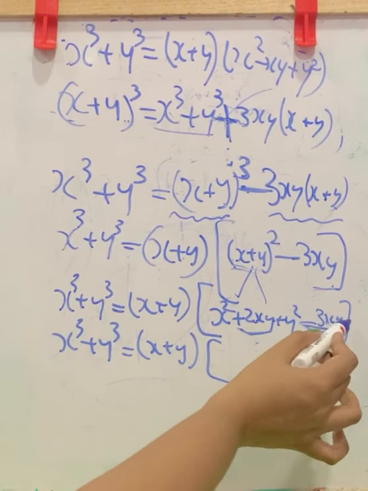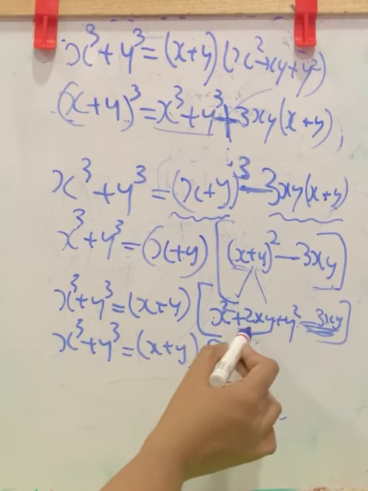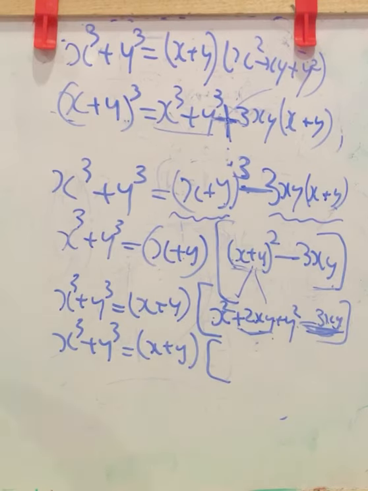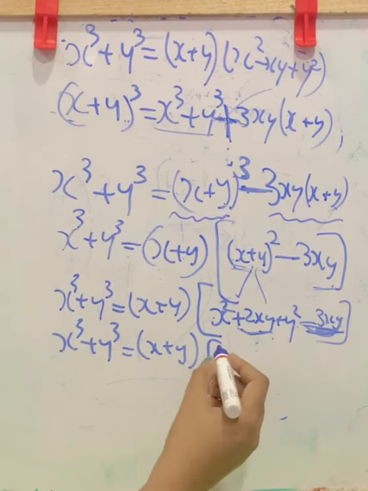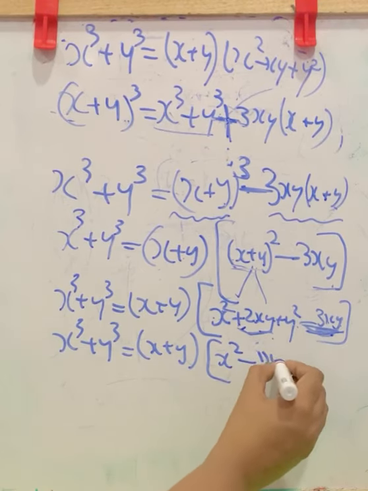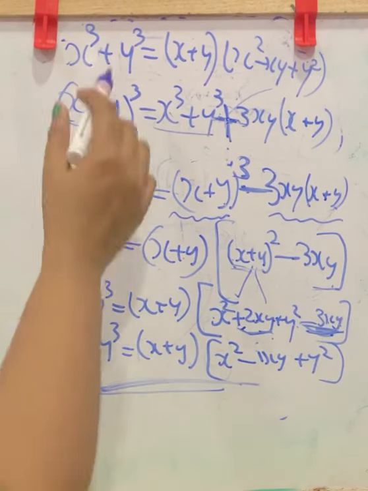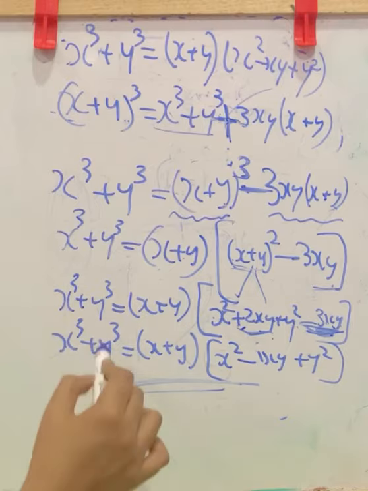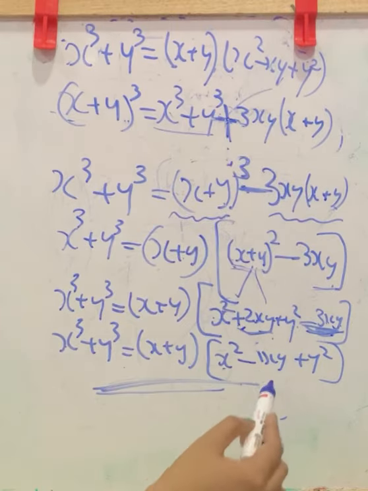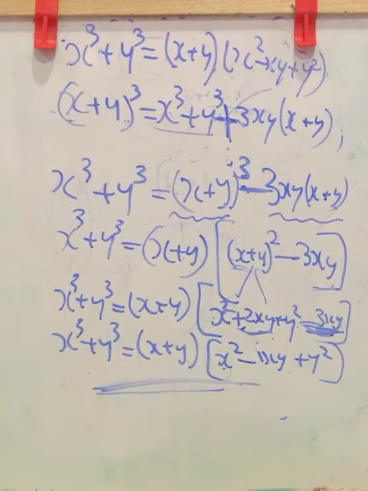Here variable parts are same, so you can do the operation. Here you can't do the operation because variables are different. Here both are xy terms. So plus 2xy and minus 3xy, result will be minus 1xy. That is, here it is x square, this and this become minus 1xy. Here plus y square is left. Close the bracket. Here you verified x cube plus y cube is equal to x plus y into x square minus xy, that is minus 1xy plus y square. Verified LHS is equal to RHS.